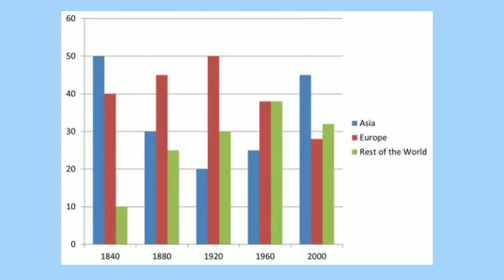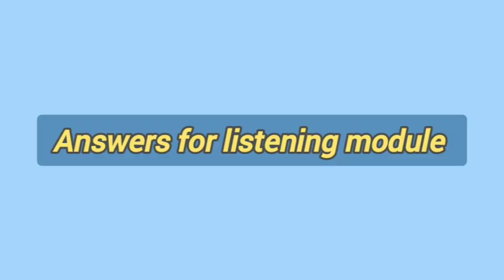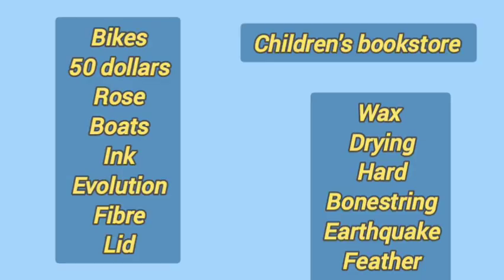You can practice this. Moving on to the listening and reading module, the answers are shared by students, so some of them can be wrong. Let's start with the listening answers. Most of the students told that the name of the listening was Children's Bookstore, and if you know the correct one, then comment down below.